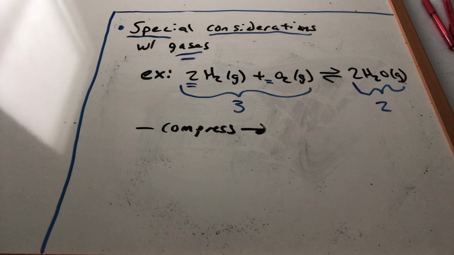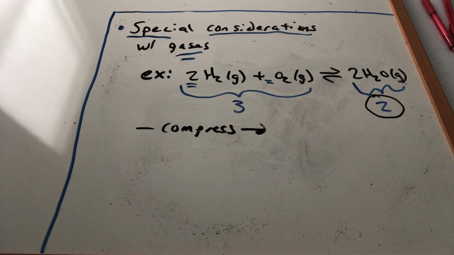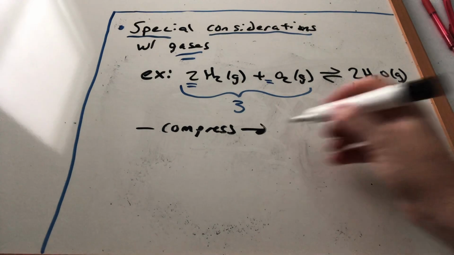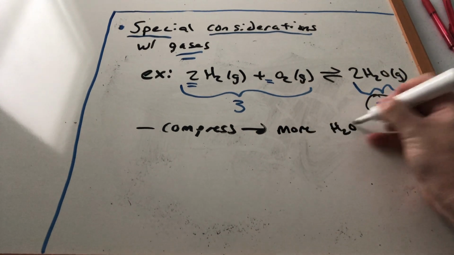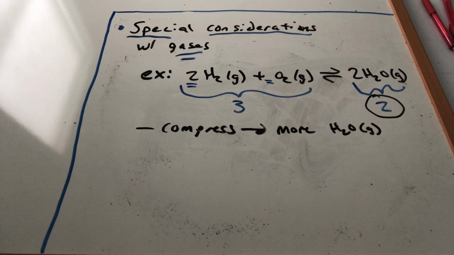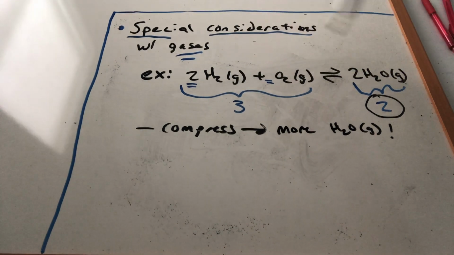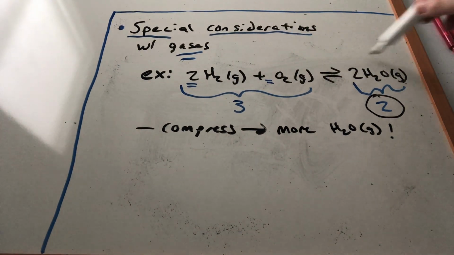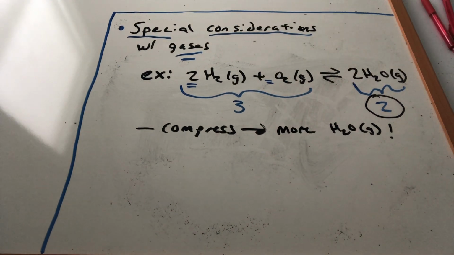When you compress the system, the side with fewer moles of gas is favored. So when I compress the system, you're going to make more H2O gas. You're going to make more product. So that's an important idea to know, like from an engineering standpoint. What if I wanted to run this reaction? Well, I could set it up, I could bring it to equilibrium. If I want to maximize the amount of this that I make, I'm going to go ahead and compress it.